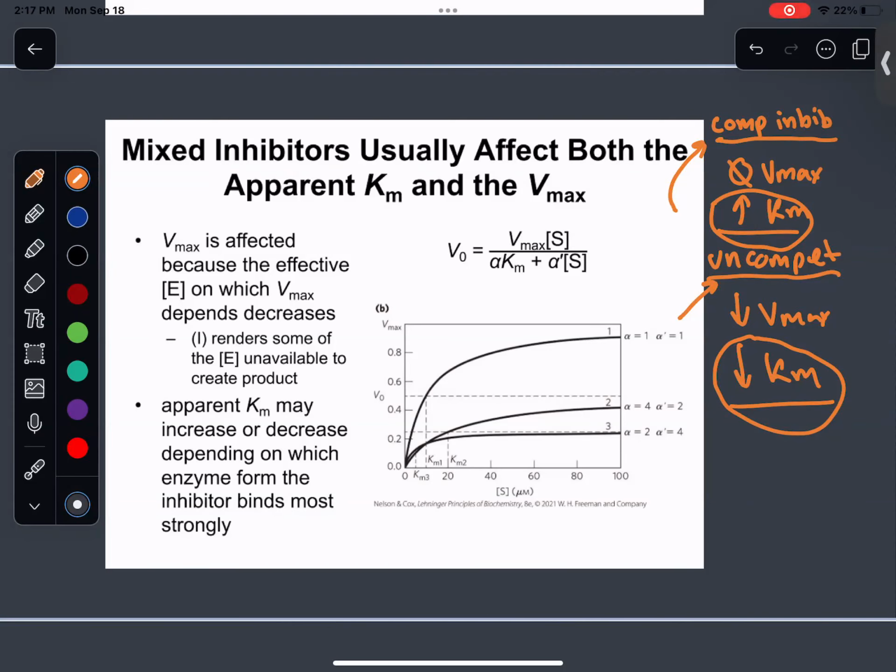This will give it away. No, it's not on the y-intercept, because if it was on the y-intercept, it would mean they all have the same Vmax, which means we have a competitive inhibitor. It's not on the y-intercept, but they are intersecting, somewhere over here, somewhere else. And that is usually a good, strong indication that you're looking at a mixed inhibitor on a Lineweaver-Burk plot.